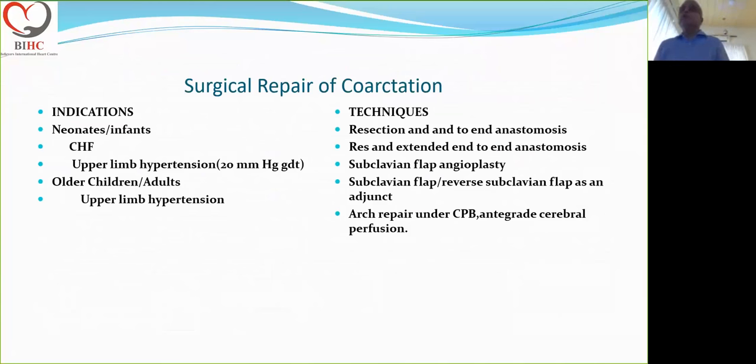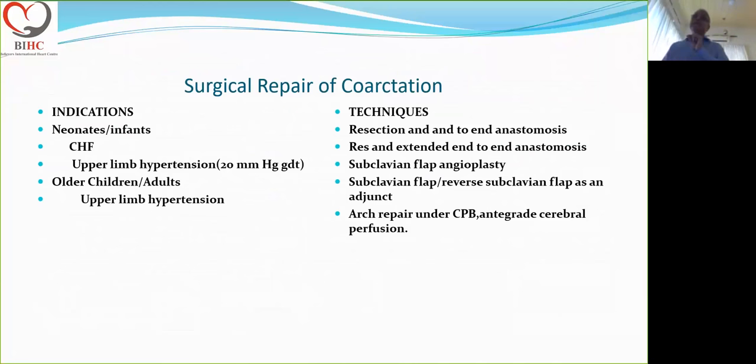Therefore, we want to do surgical repair of coarctation in the neonatal period. In a neonate, presence of congestive heart failure or an upper limb hypertension is an indication for surgery. I want to put it in a different language. If a neonatologist feels that the lower limb pulses are not felt in a coarctation, that is an indication for surgery, because there would obviously be a gradient between upper limb and lower limb in such a setting. And congestive heart failure, of course, is an indication, but that is an evident indication. In the absence of heart failure, if there is clear coarctation in a neonate, that is an indication for surgery.